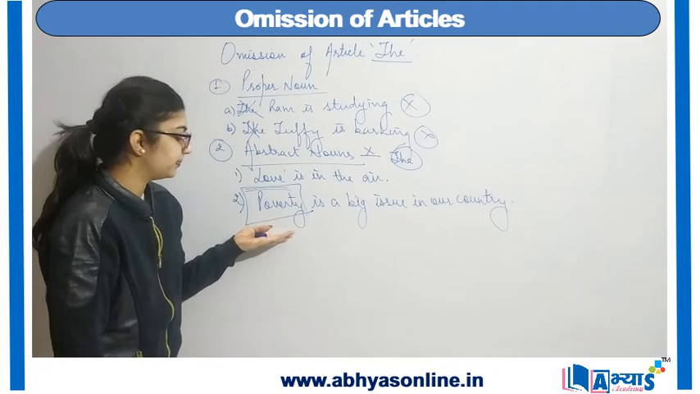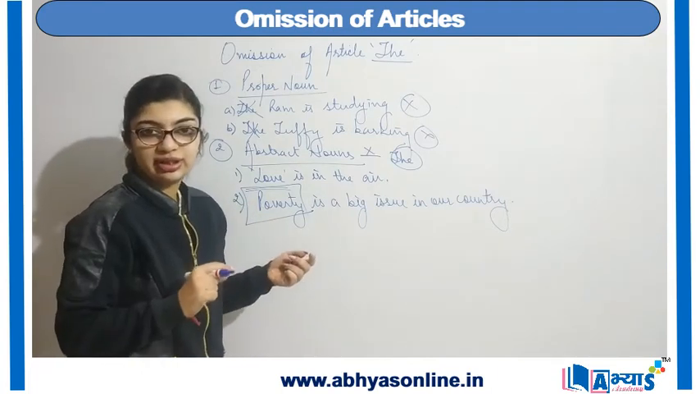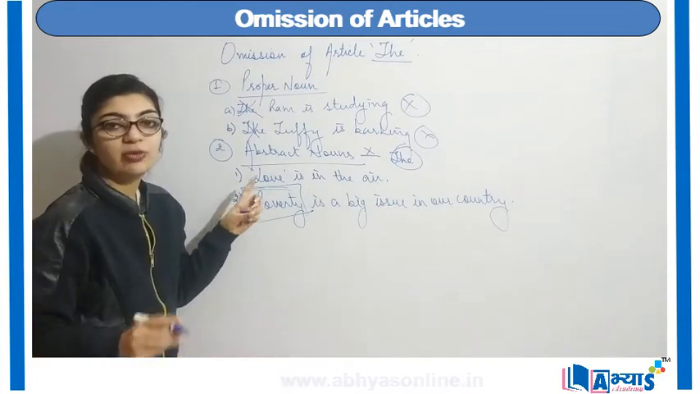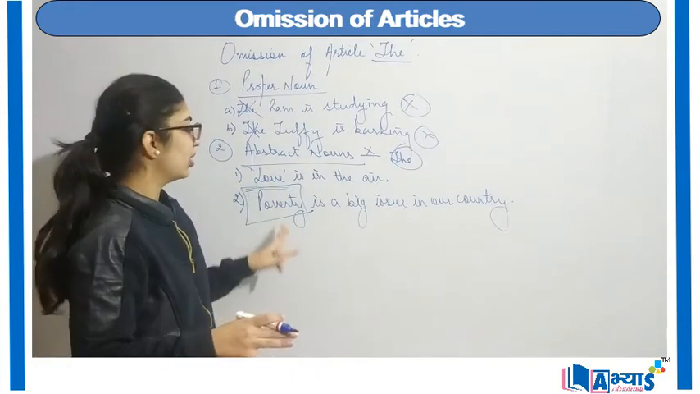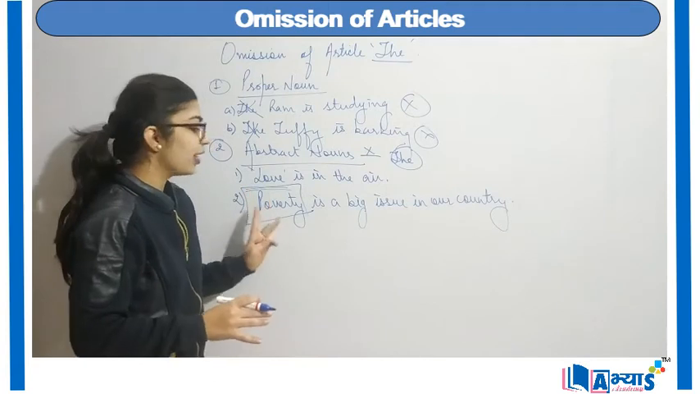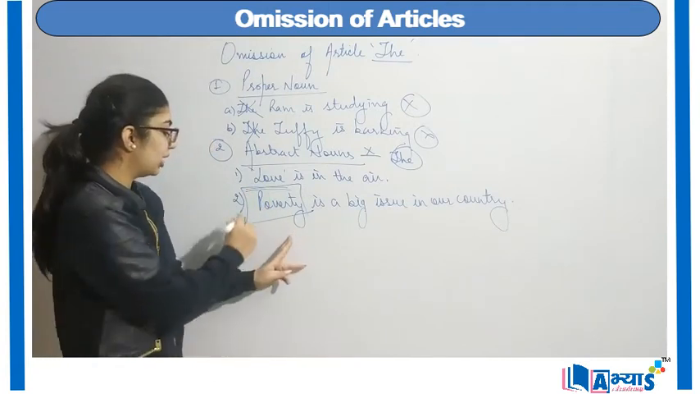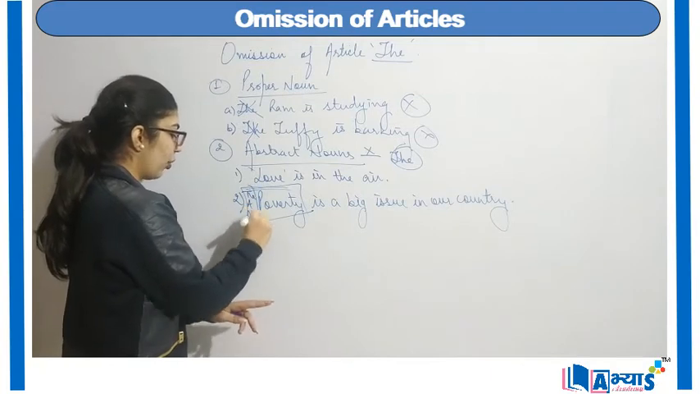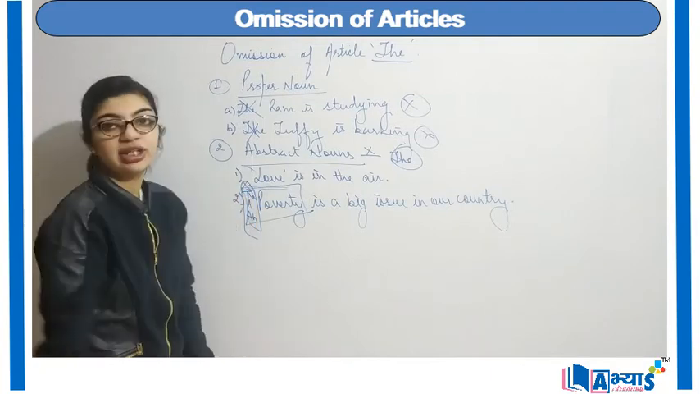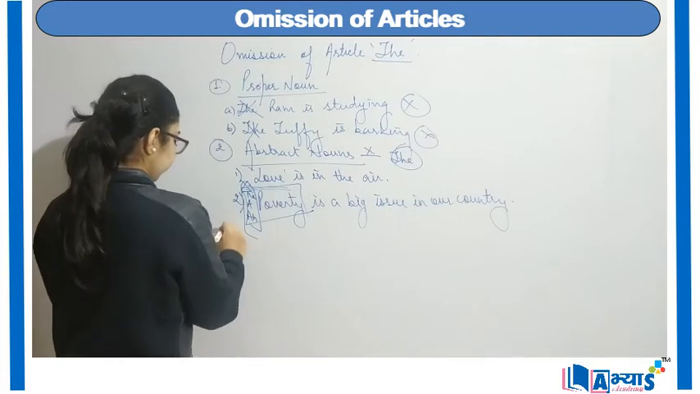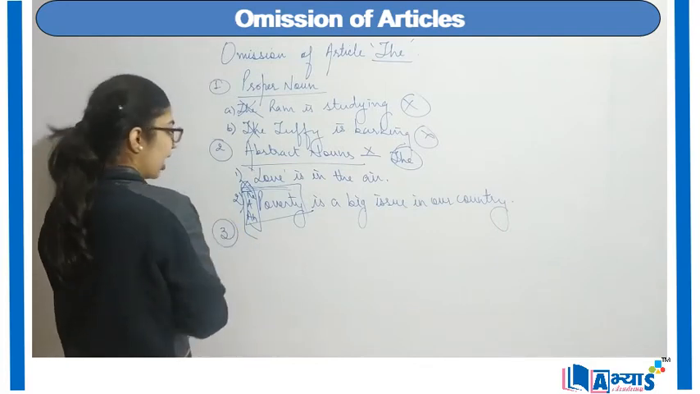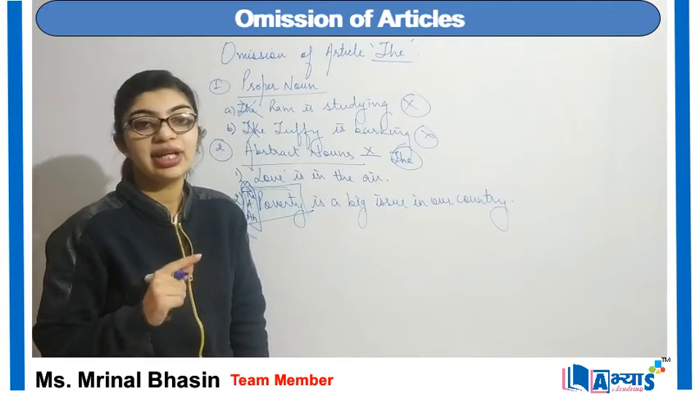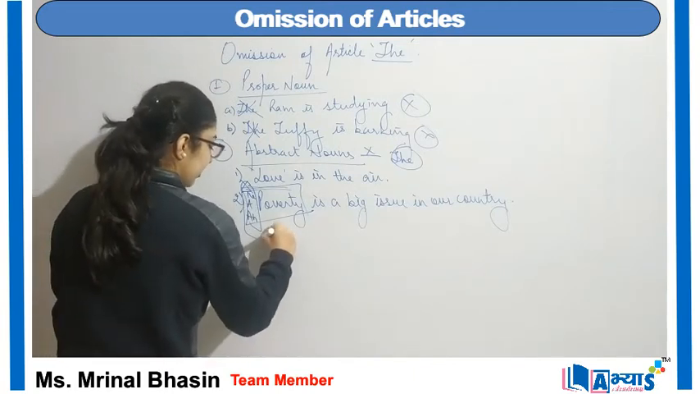We cannot touch poverty, right? We can only see it. We can only feel it. We cannot touch love. We can only feel love. So all these are abstract nouns, and with abstract nouns, the and all these articles cannot be used. Then another area where we cannot use the is before meals.